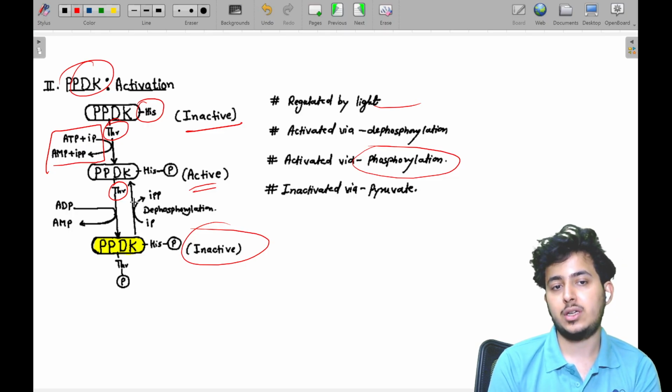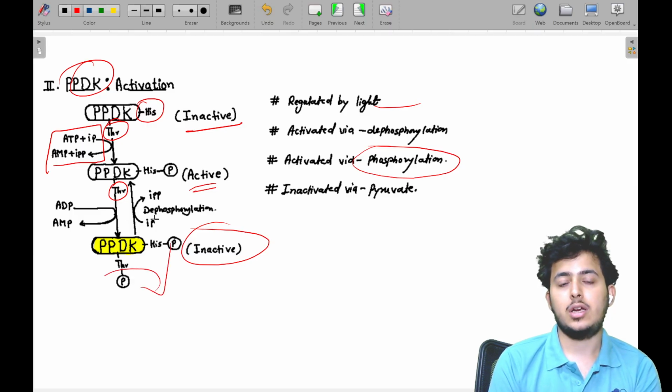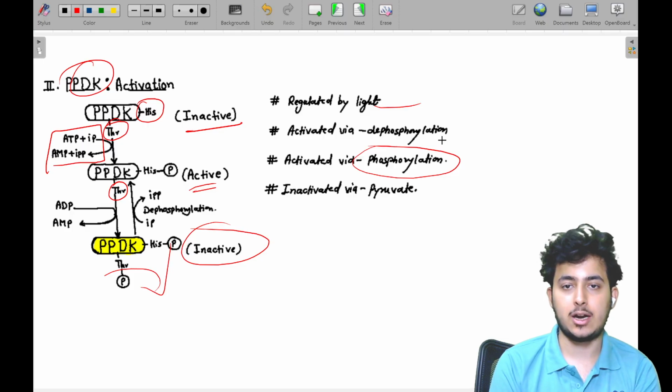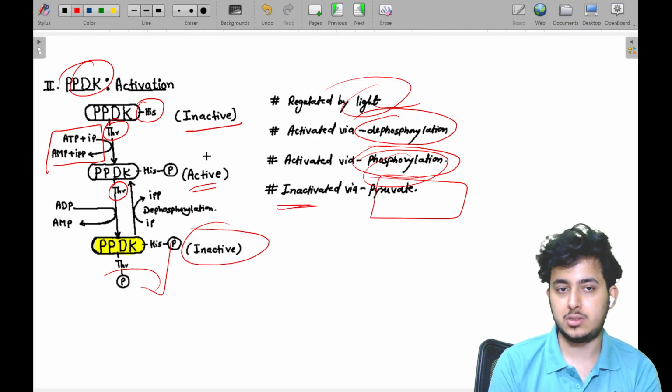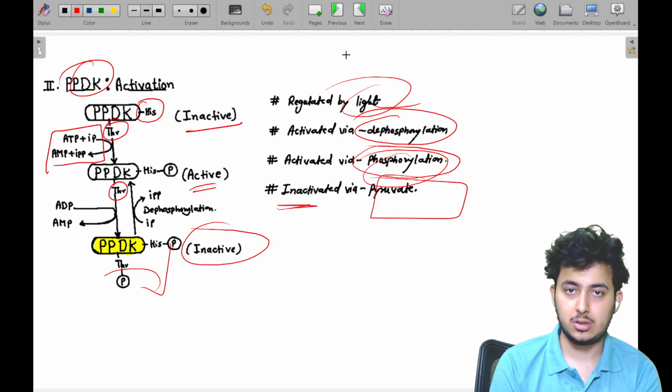And once there are dephosphorylation events, when this threonine phosphate is removed, it can be converted into active form. So it can be activated via dephosphorylation or phosphorylation or regulated by light, and inactivated via pyruvate also. So this is about the PPDK activation.